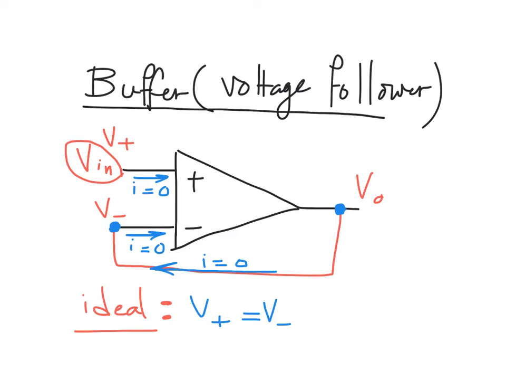V plus already has some specific input voltage. So after substitution, V plus here is equal to our input voltage, our source. V minus in this specific design is equal to the output voltage VO. It gives you the relation V out over Vn equal to 1.